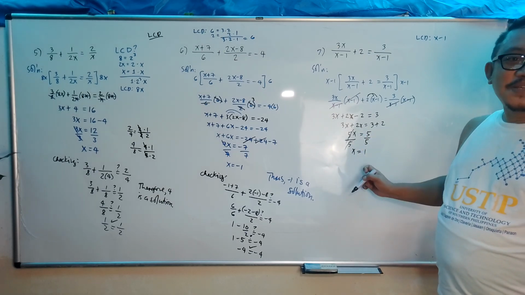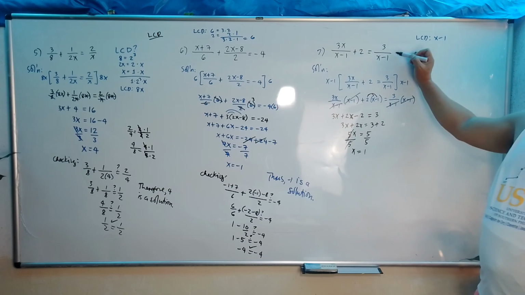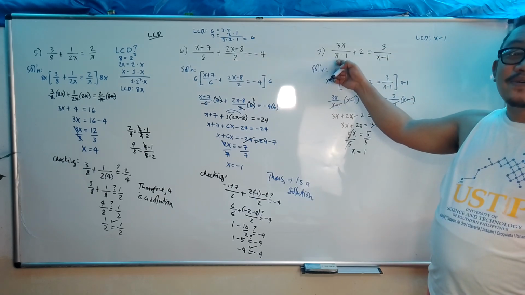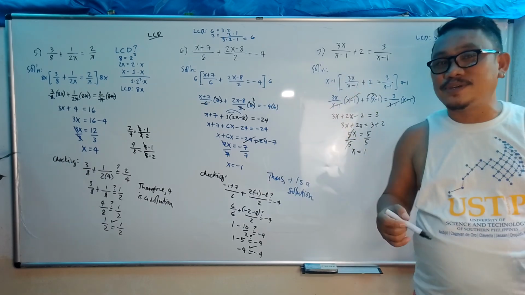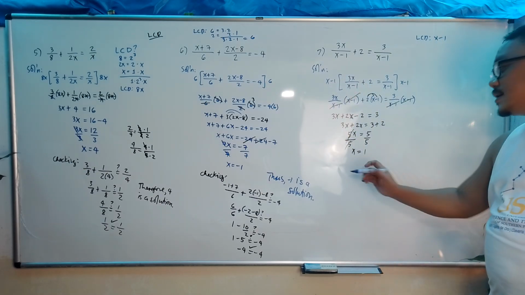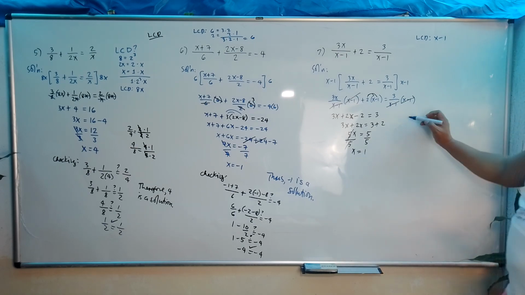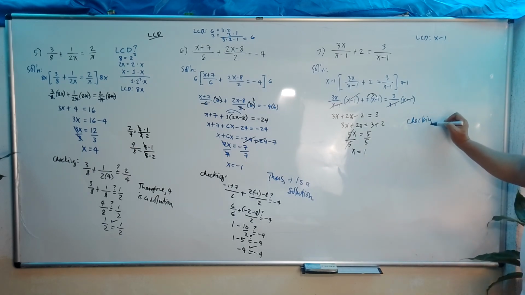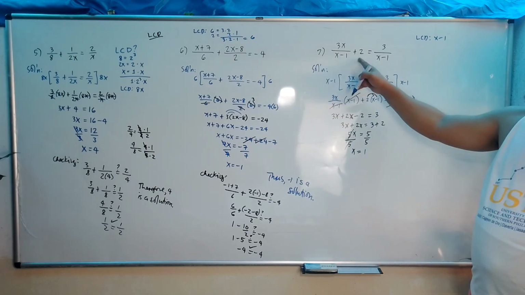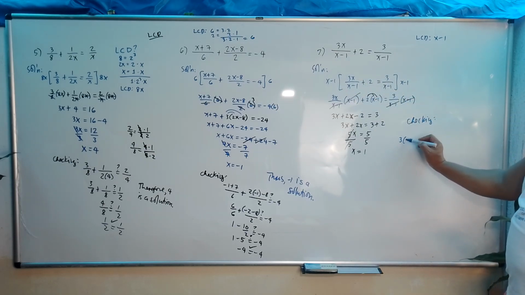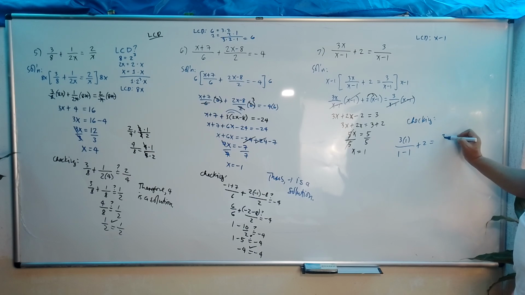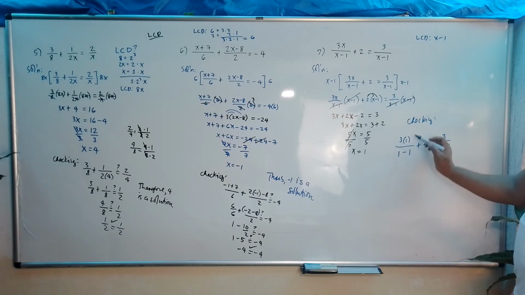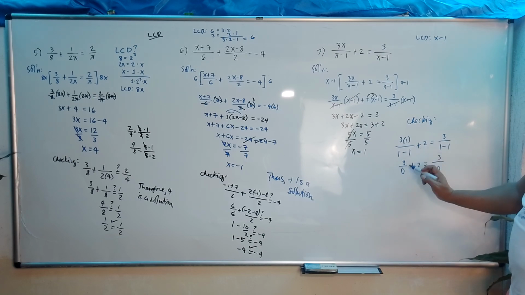But our x is equal to 1. Right? According to the condition, x should not be equal to 1, because the equation becomes undefined. So, let's check. Let's do the checking. Substitute x is equal to 1 to the original equation. You have 3 times 1 over 1 minus 1 plus 2 is equal to 3 over 1 minus 1. So, 3 times 1 is 3 over 0 plus 2 is equal to 3 over 0. So, it is undefined.